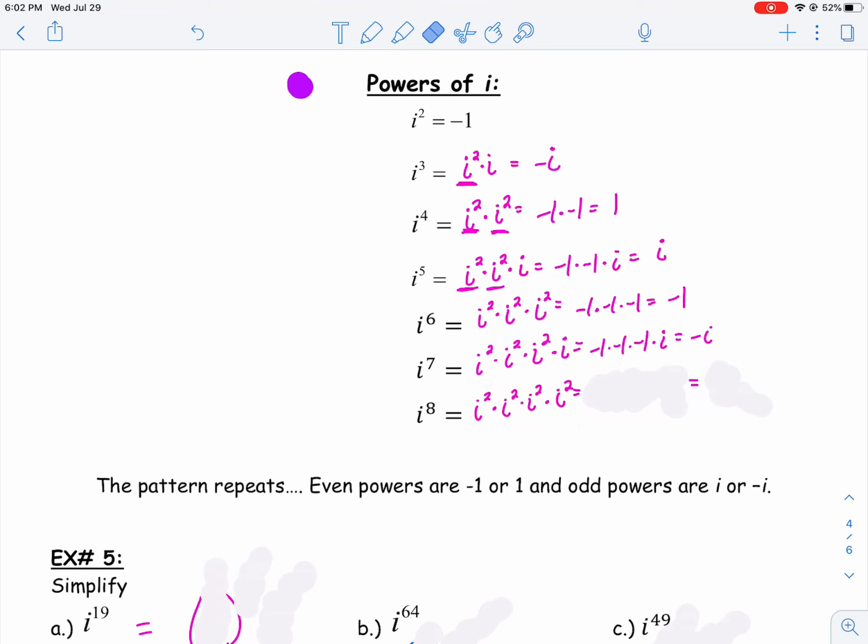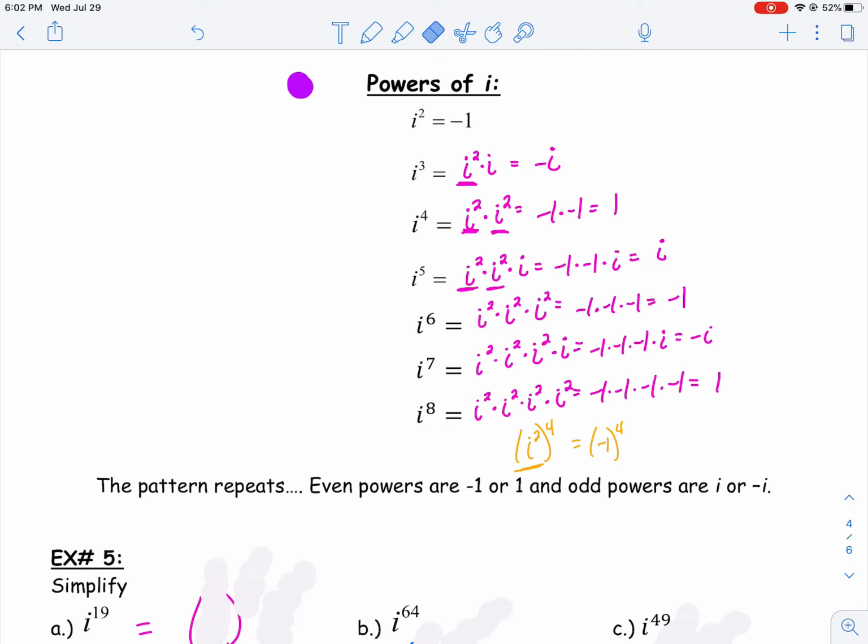i to the 8th power is i squared times i squared times i squared times i squared. That's 4 i squareds. Maybe you can think of it as this, i squared to the 4th power, right? That's the same thing as i to the 8th. And if we know that i squared is -1, well, what's -1 to the 4th power? Well, what's 4 -1s multiplied together? Well, an even amount of -1s is going to give me a +1.